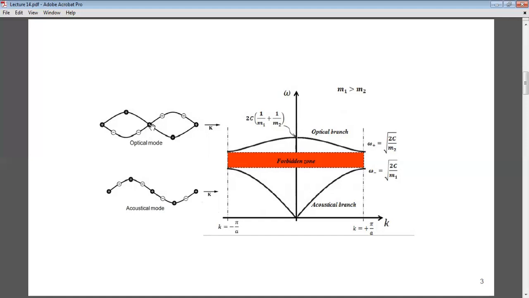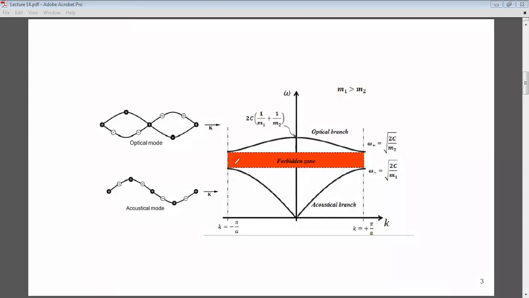If the atoms carry opposite charges, we may excite a motion of this type with the electric field of a light wave, so that this branch is called the optical branch. The second branch, the omega minus branch, is the acoustical branch. In this case, the atoms and their center of mass move together as in long wavelength acoustical vibrations. That's why it's called the acoustical branch.